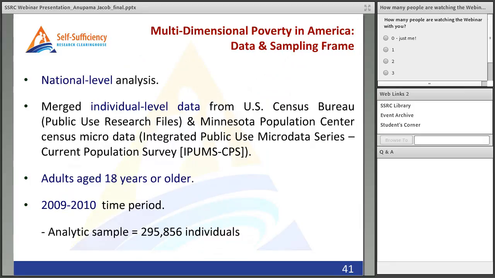This study draws on data from the public use research files available on the U.S. Census website, and additional details were added to these files by matching with the Minnesota Population Center's IPUMS CPS data. I focus only on adults aged 18 years and older and look at national level profiles for the 2009 and 2010 time period.